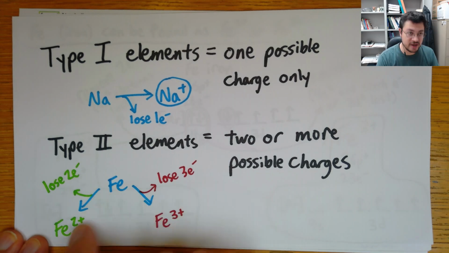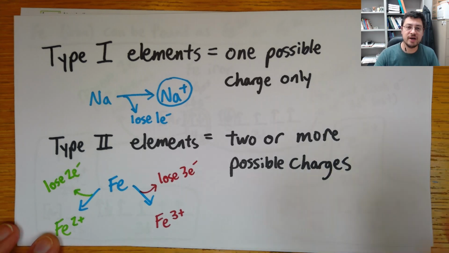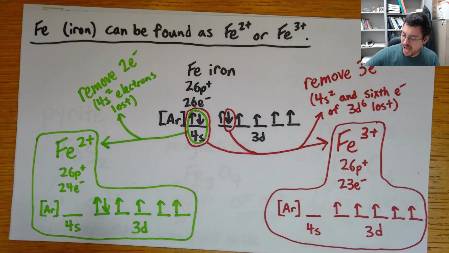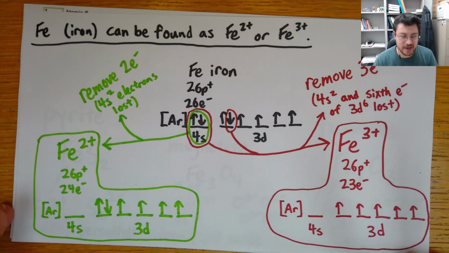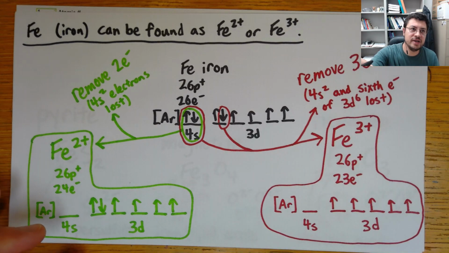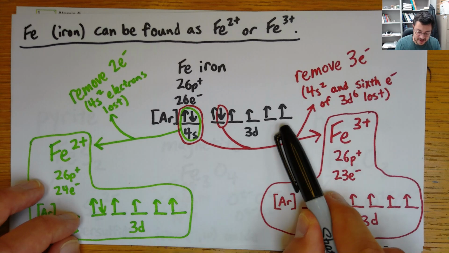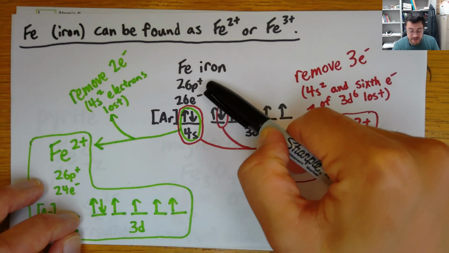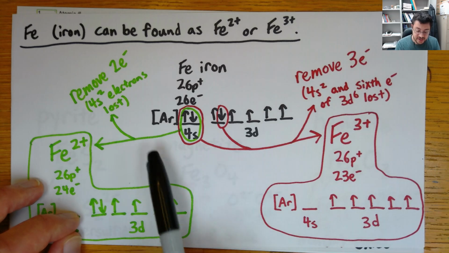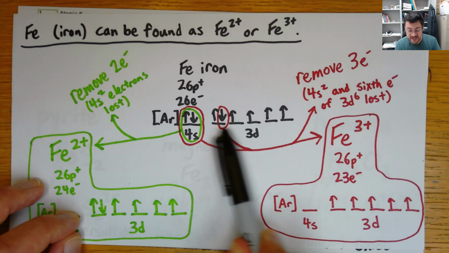It can lose 2 electrons to become an iron 2+ cation, or it could lose 3 electrons to become an iron 3+ cation. All right, and just to show how and why this can happen, I'm not going to do this for all 118 elements. That would be crazy. But using iron as an example, we can see its orbital diagram right here. I have it condensed. Iron is an element with 26 protons, 26 electrons. Its condensed orbital diagram, past argon, we have 4s2, 3d6.